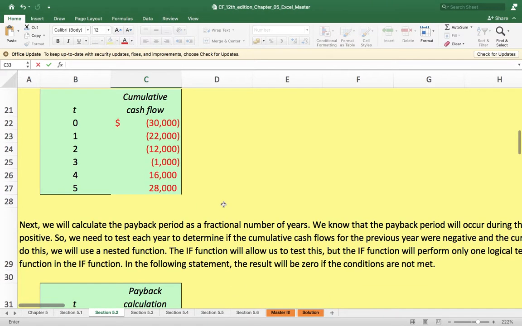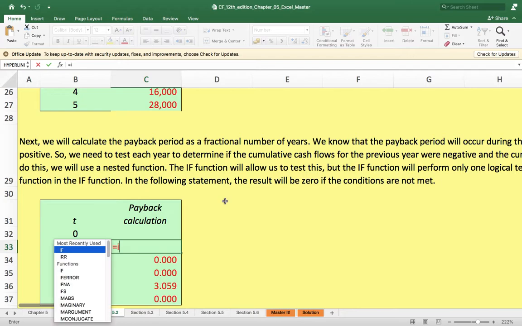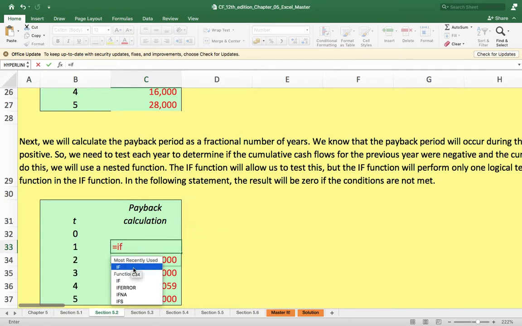Already. Again, let me show you in detail. After this payback period, the cumulative cash flow, dear students, is the question for multiple conditions we will give to the spreadsheet. How we will do that: equal to, we will put, as I explained to you, IF, then we will put AND.